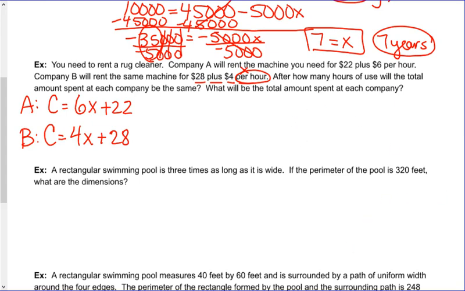If I wanted to say, okay, for company A, how much would it cost for me to rent it for 10 hours? Well, I can now use this formula, plug 10 in here, times it by 6, and add 22.